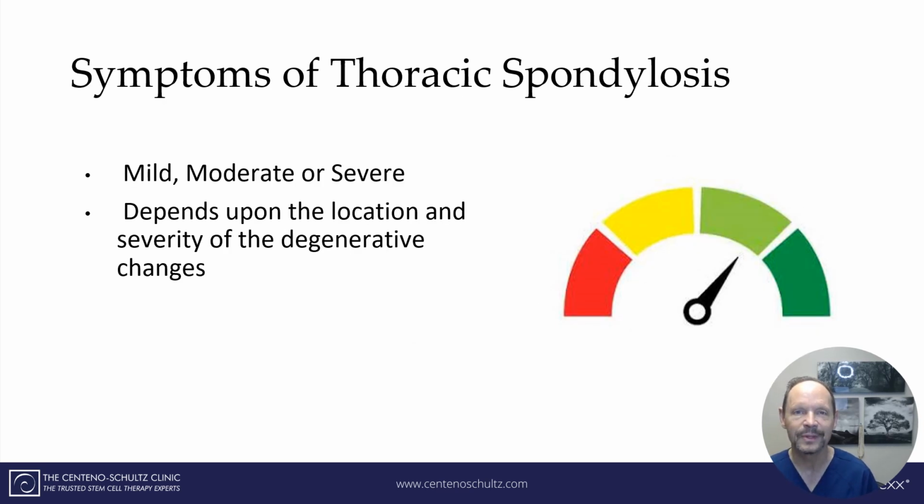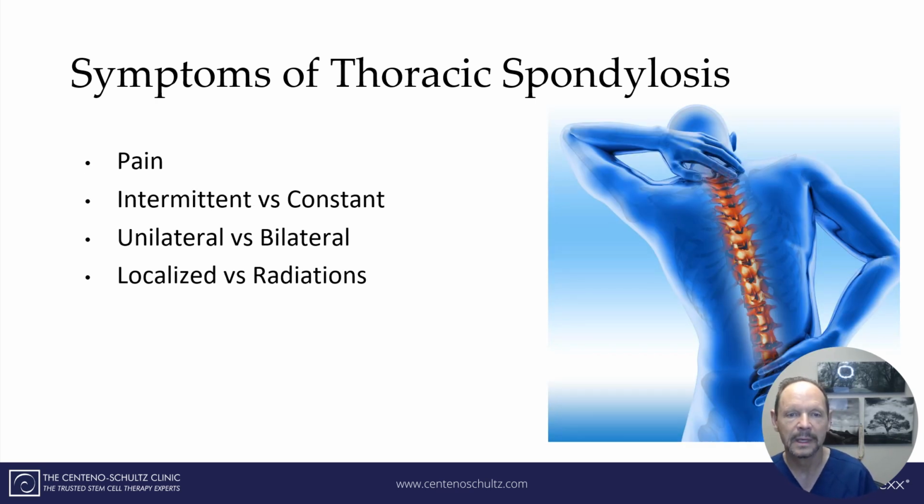The symptoms of thoracic spondylosis can be mild, moderate, or severe, and they depend upon the location and the severity of the degeneration. The major symptoms associated with thoracic spondylosis include pain. The pain can be on one side or the other. It can be intermittent or it can be constant. It may be localized in the mid portion of the spine, but it also can radiate outward along the flank and chest wall.